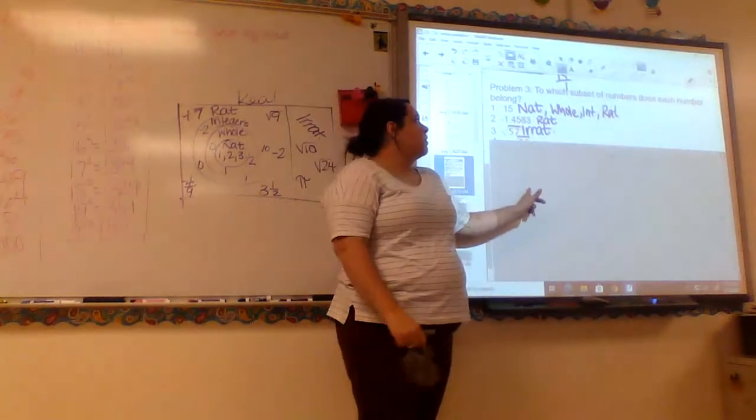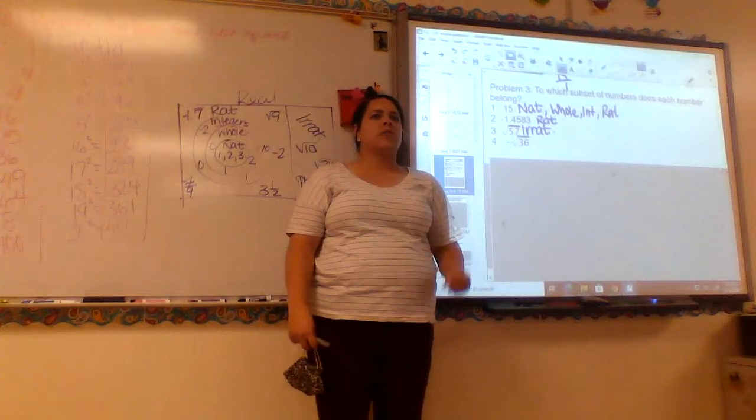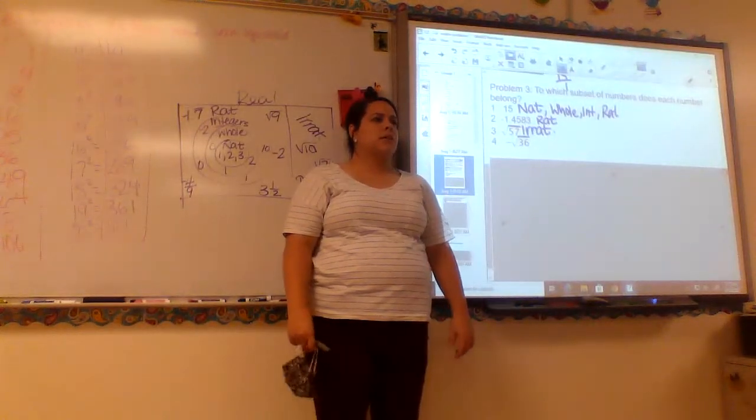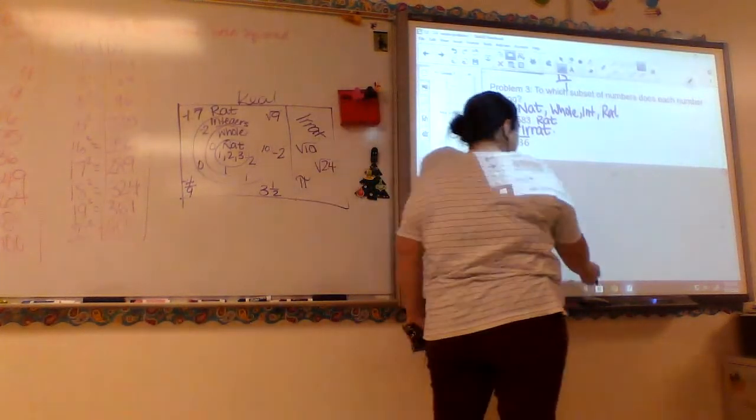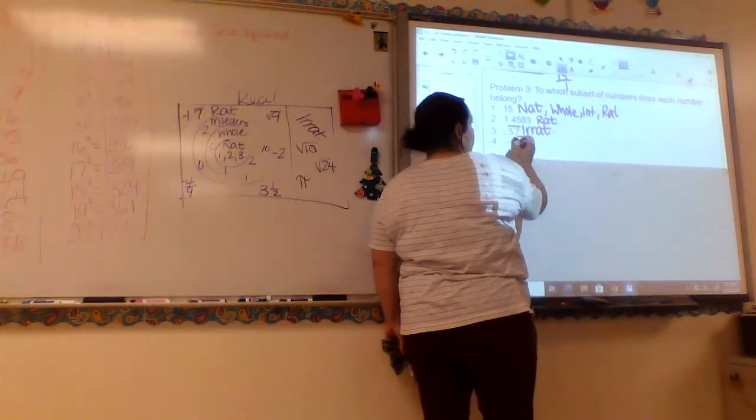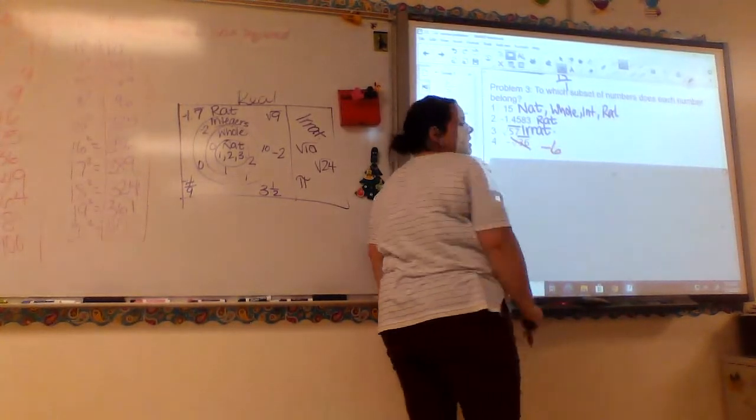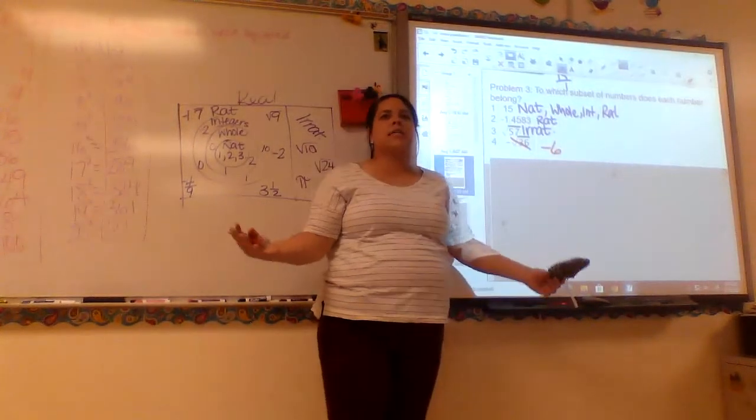All right, negative square root of 36. Quick, what's the square root of 36? So instead of thinking of this as negative square root of 36, I'm going to think of it as negative 6. Because I know the square root of 36 is 6, right?